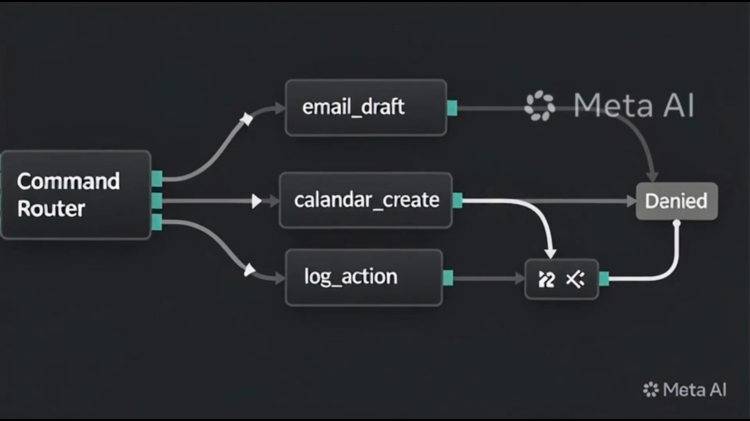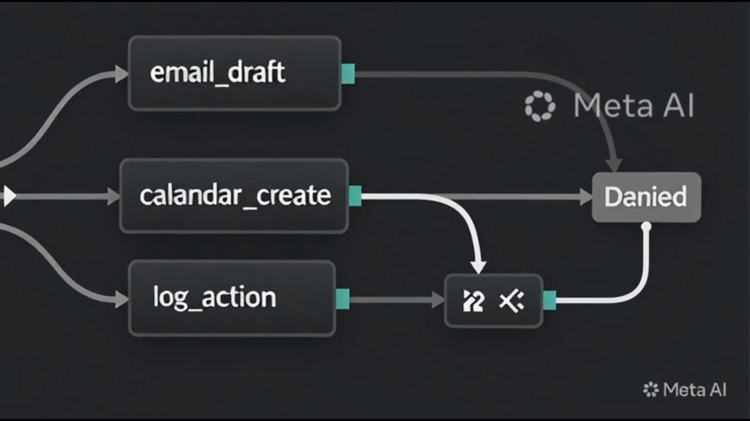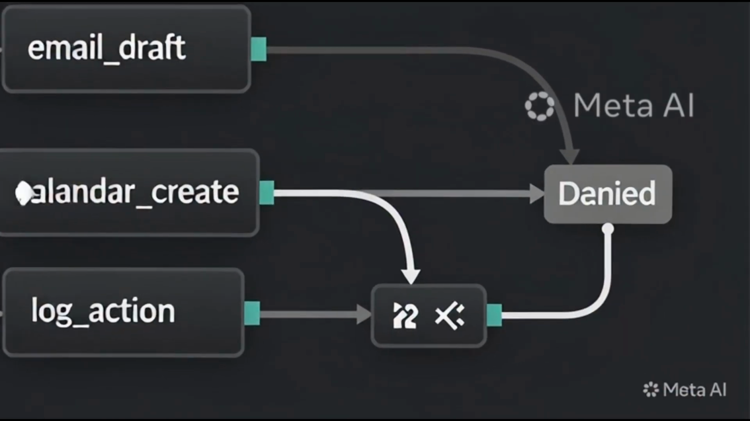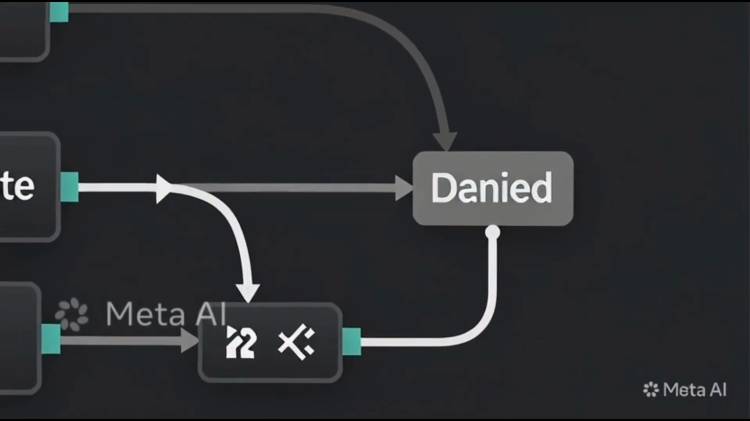Now add the switch node, command router. We're going to allow only 3 commands today: email_draft, calendar_create, and log_action. If it's not one of those, it doesn't run. That's a safety feature, not a limitation.